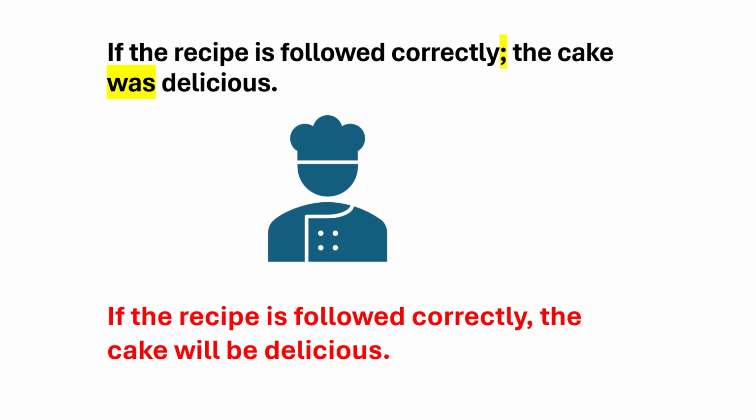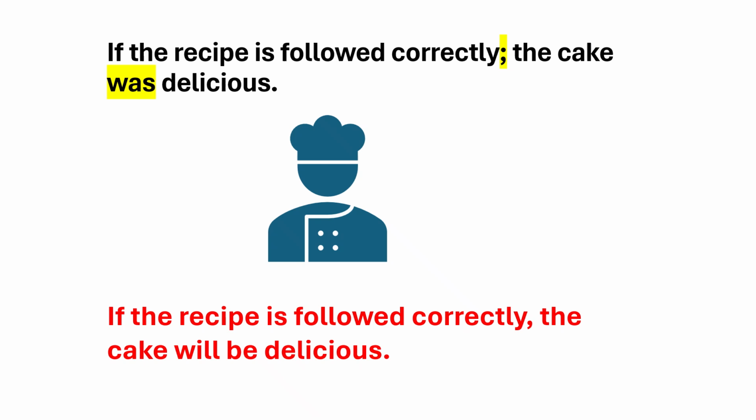There are 2 errors in this sentence. The incorrect sentence reads, "If the recipe is followed correctly; the cake was delicious." The first error, of course, is the semicolon. A semicolon is not needed here. Instead, a comma is needed. A comma is needed to separate a dependent clause from an independent clause.